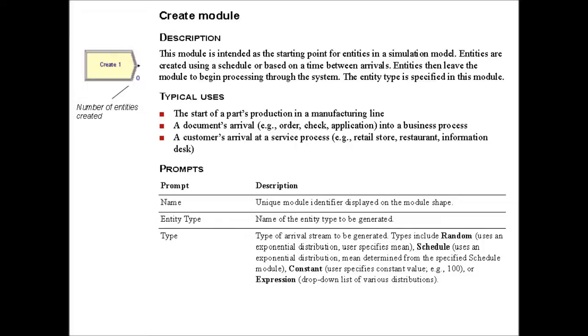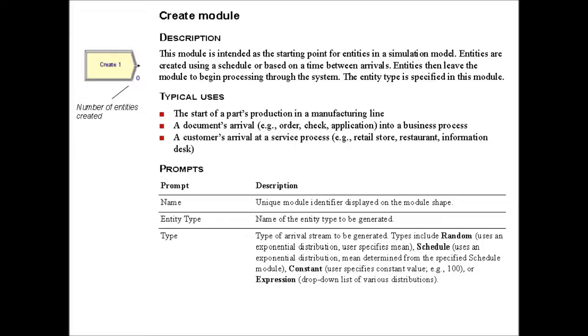The sixth field determines the time the first entity arrives to the system. It's called time of first creation. The default value is 0. So if we don't specify anything, the first entity arrives exactly at the start of the simulation. If you specify a numerical value, then this create module will generate the first entity not at the start of the simulation, but based on the time specified.